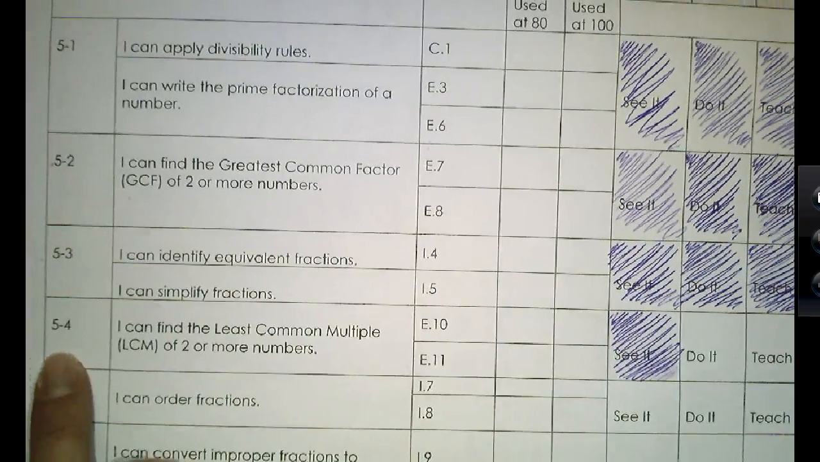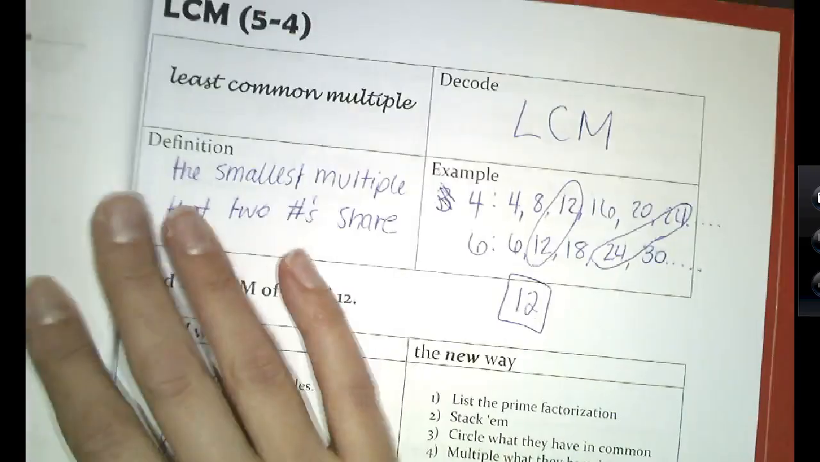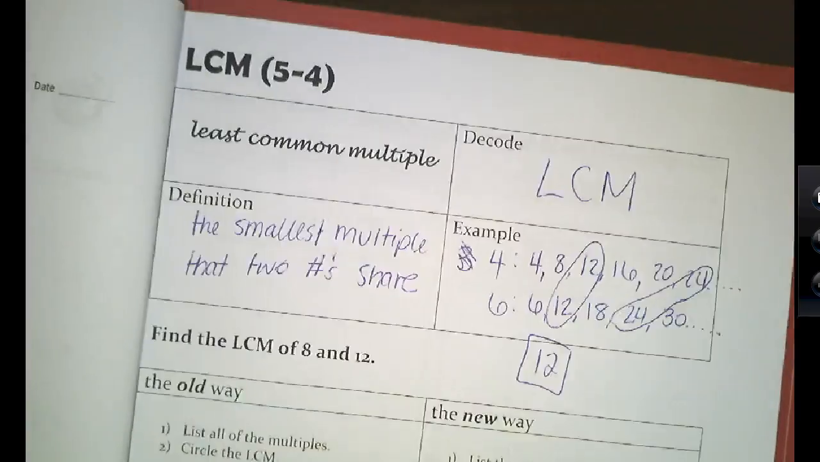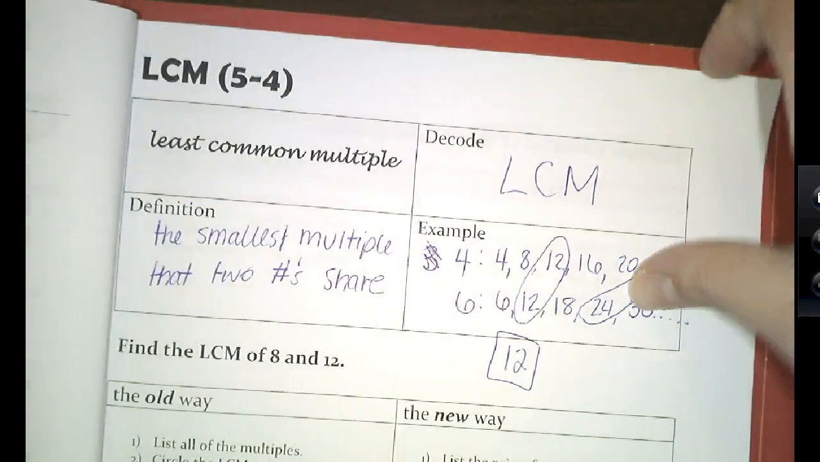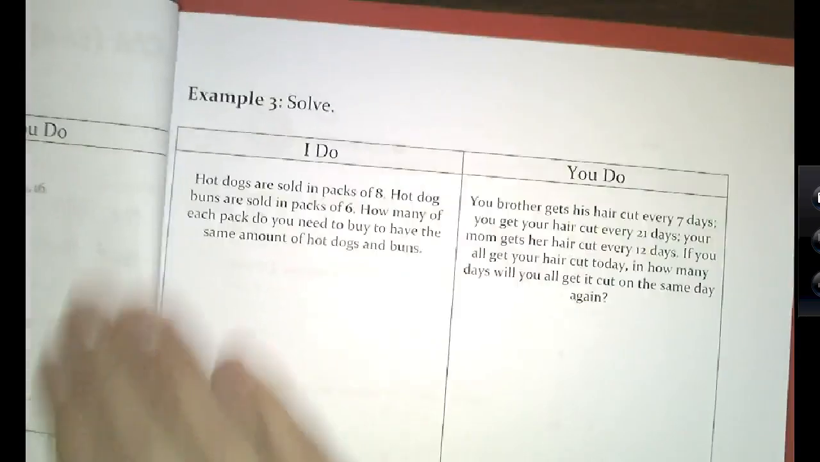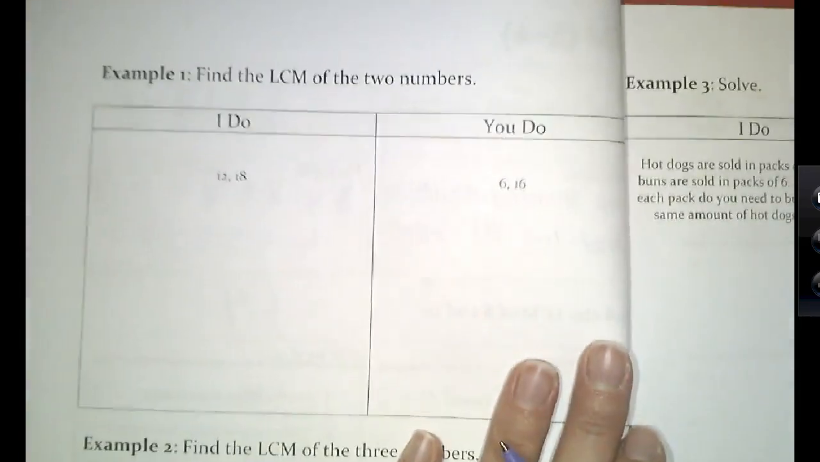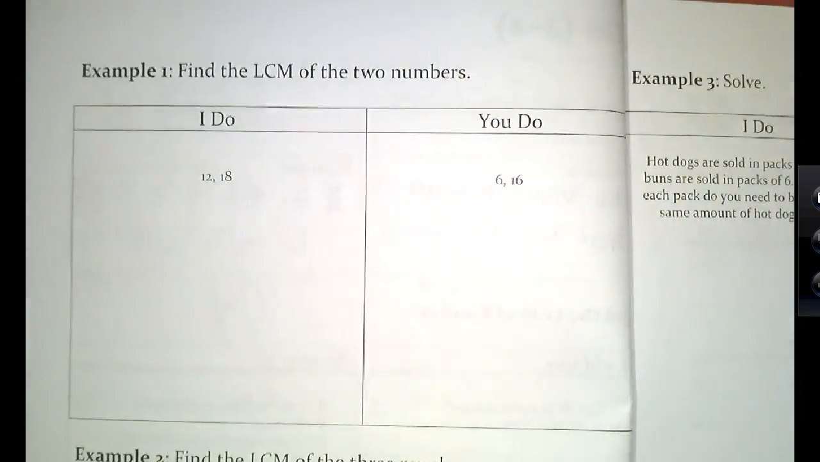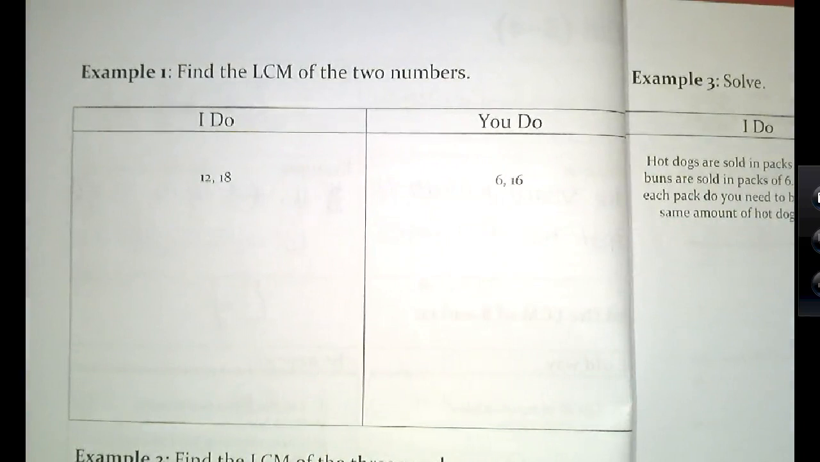And if you look at the cover sheet, 5-4 is all about least common multiple. So I want you to flip in your notes. For least common multiple, we've got the first page done for 5-4. So we need to flip to the second page for 5-4. And we are going to practice finding the least common multiple.